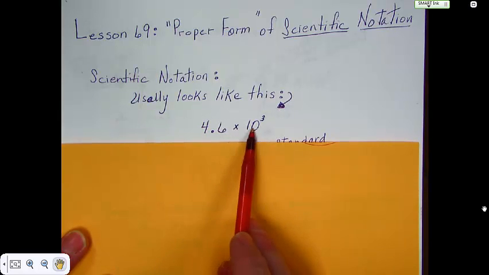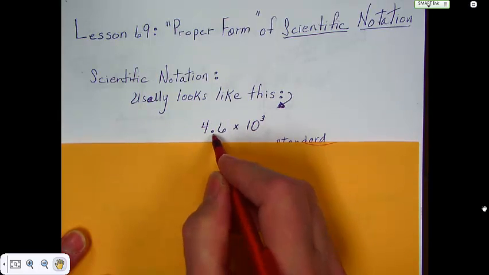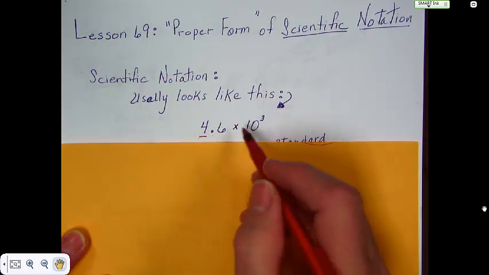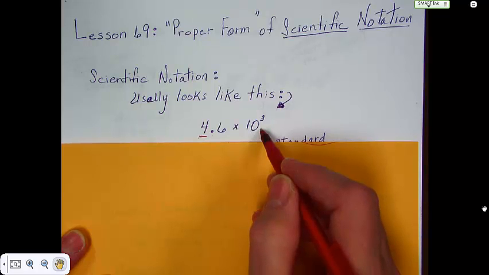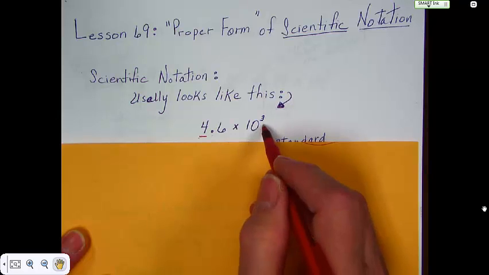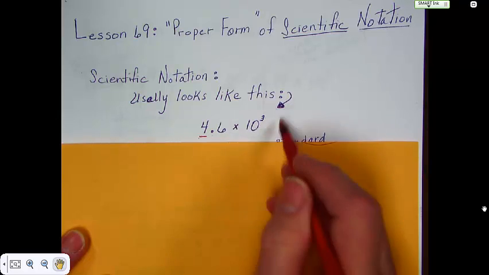4.6 times 10 to the third power. You never have more than one number to the left of the decimal, and it's always times some power of 10. Now, it could be a positive power of 10 or a negative power of 10, but generally you're going to see it look just like this.